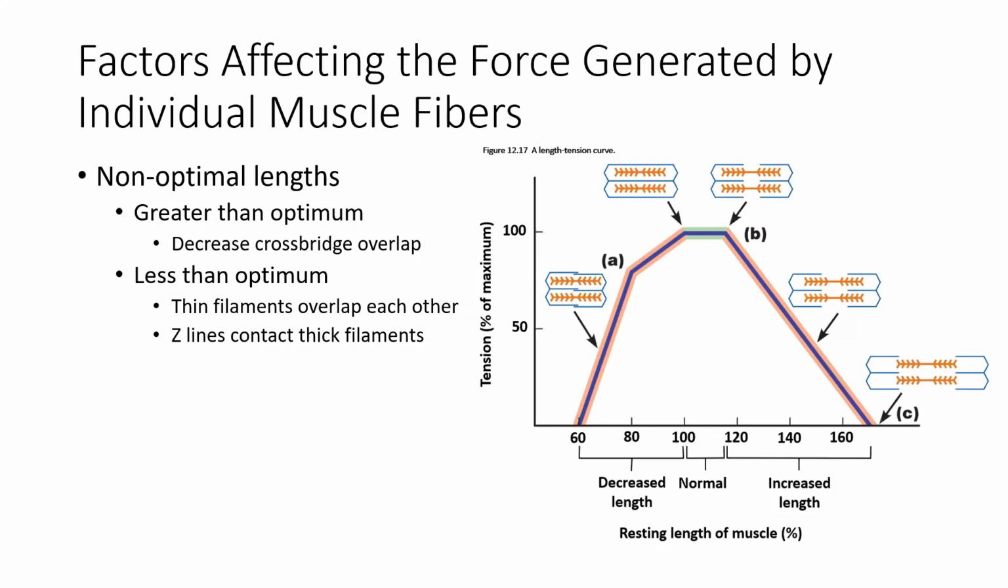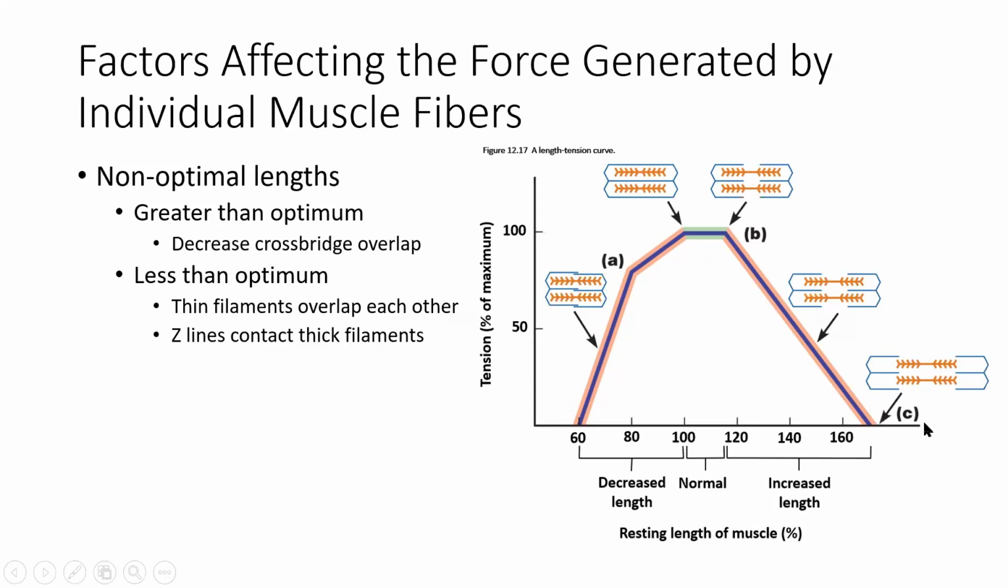So let's look at what happens when the muscle is not at its optimal length. So we can have a muscle that is greater than its optimum length, and we can have a muscle that is less than its optimum length. And let's kind of compare those two states here on this graph. So we're comparing the amount of tension as a percentage of the maximum tension for that muscle. And then we can compare the length again as a percentage of the resting length of that muscle.